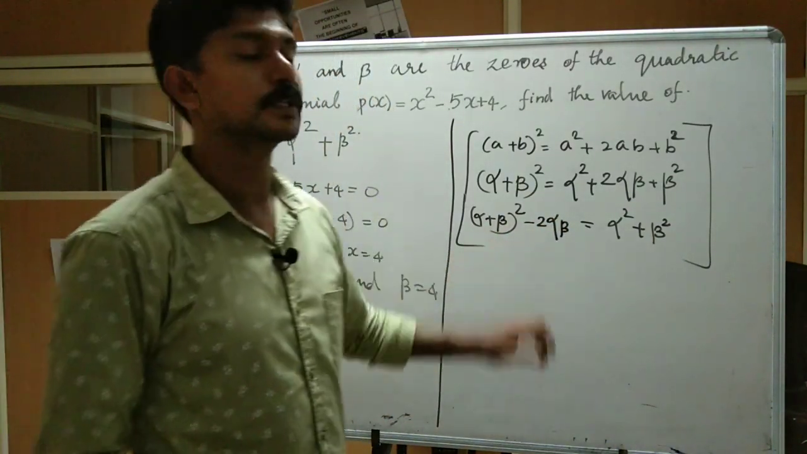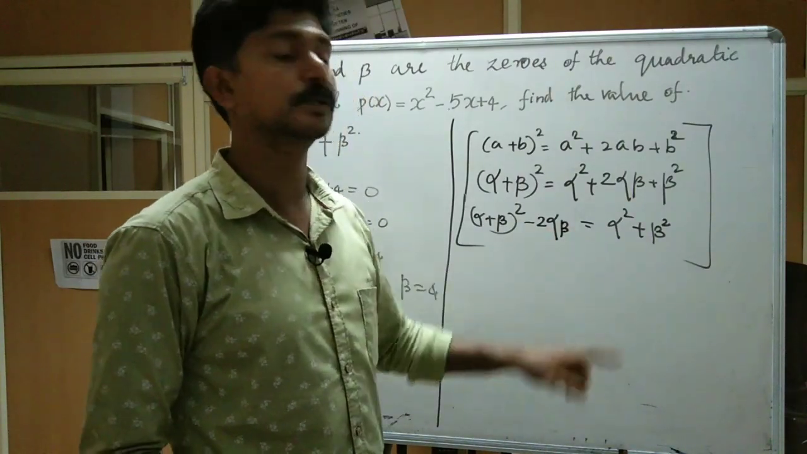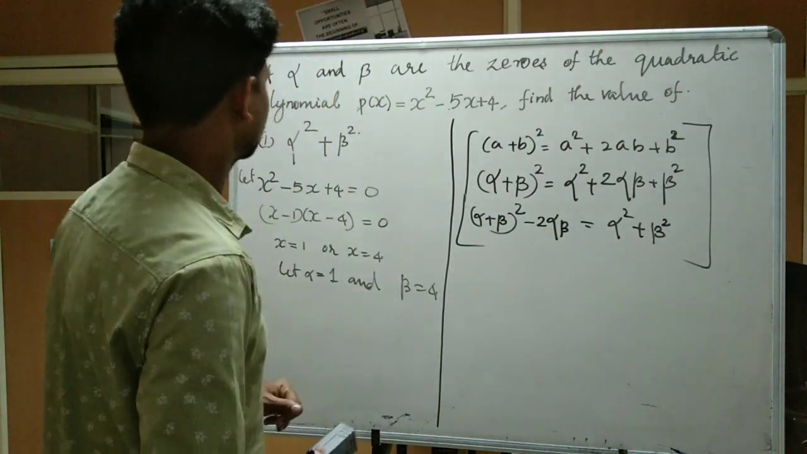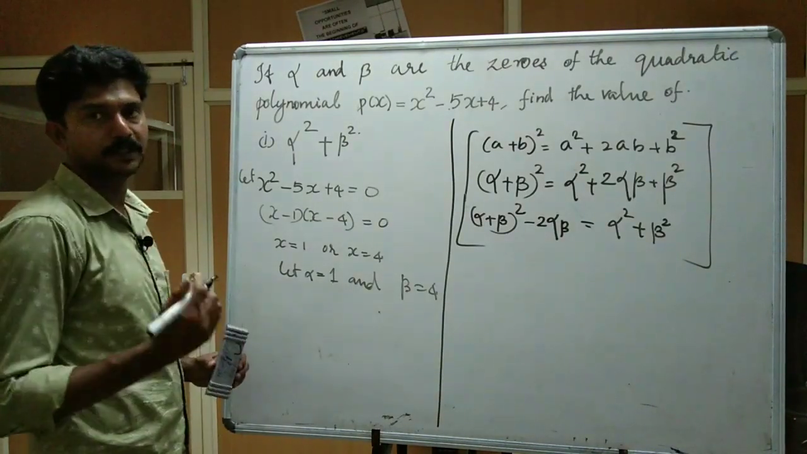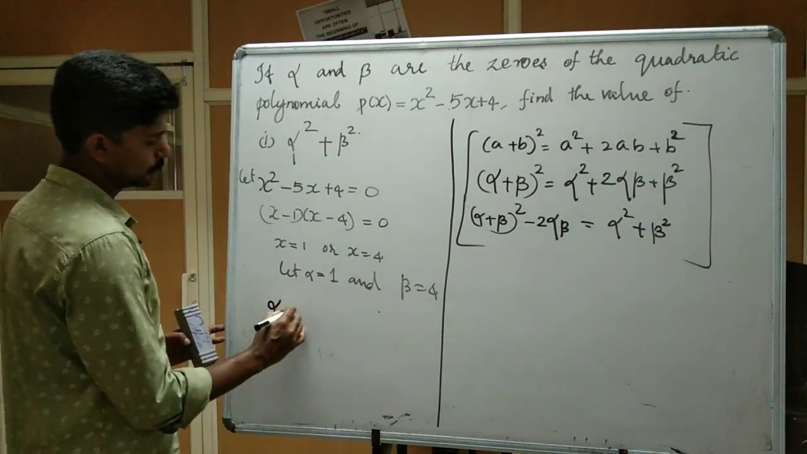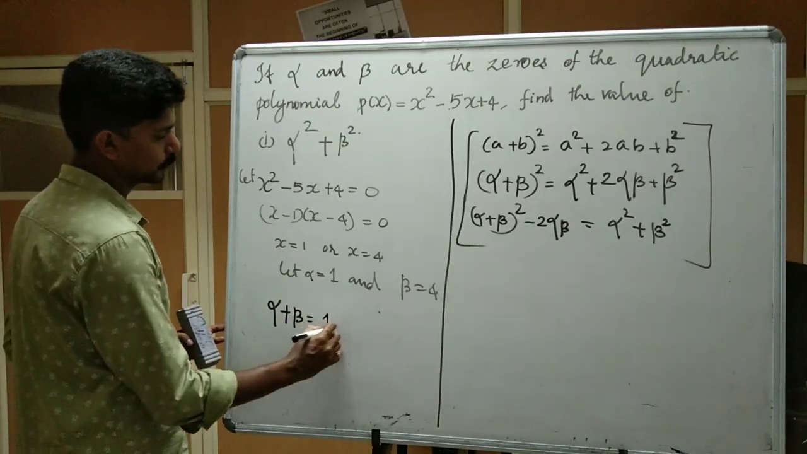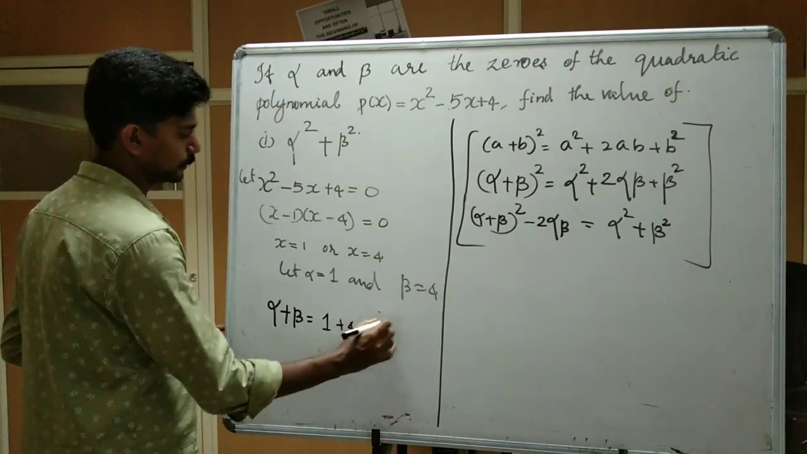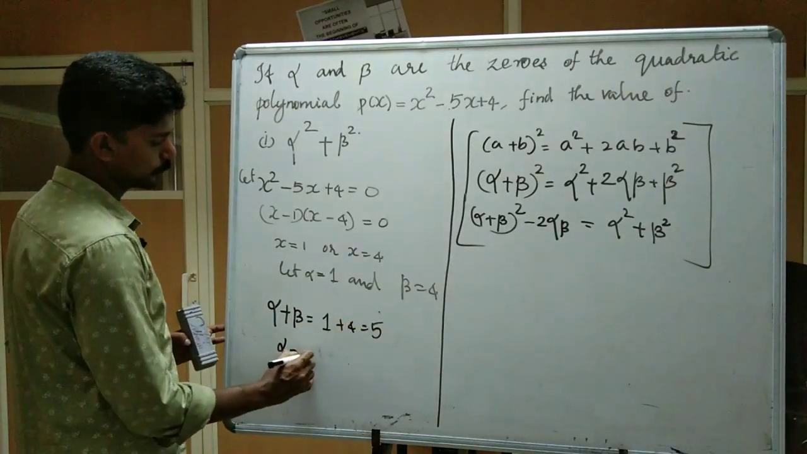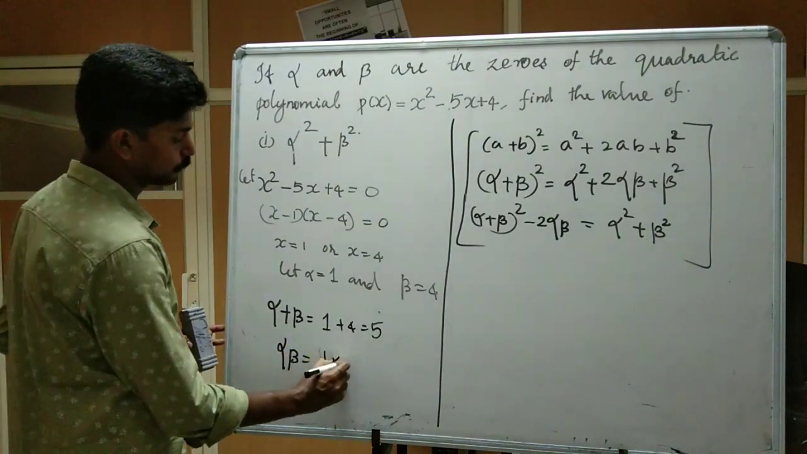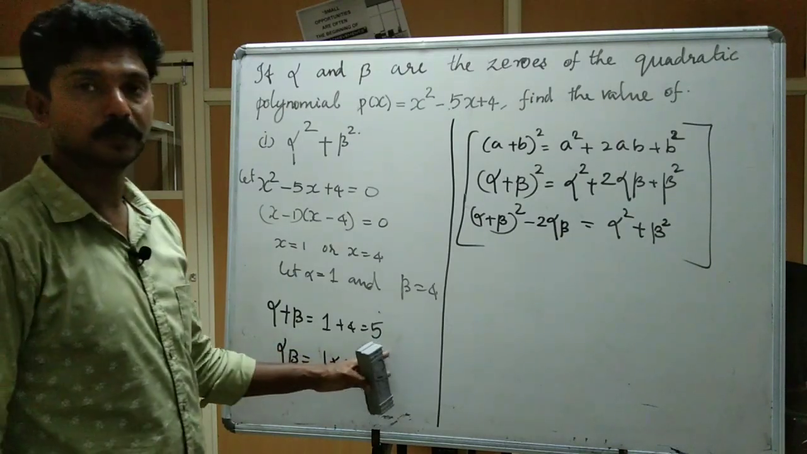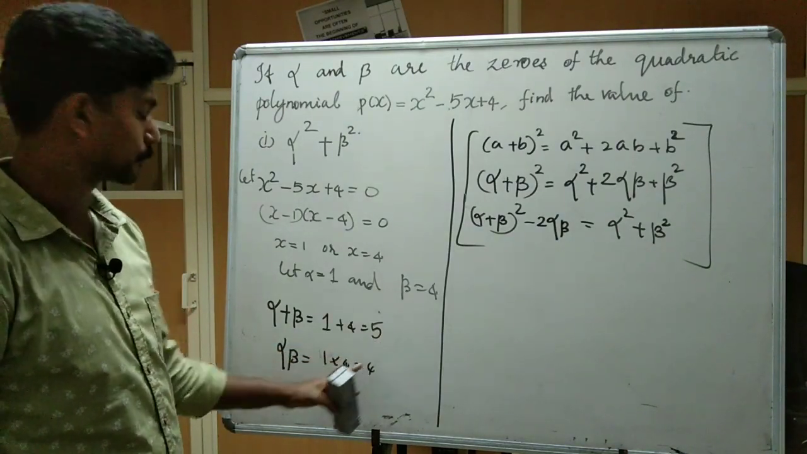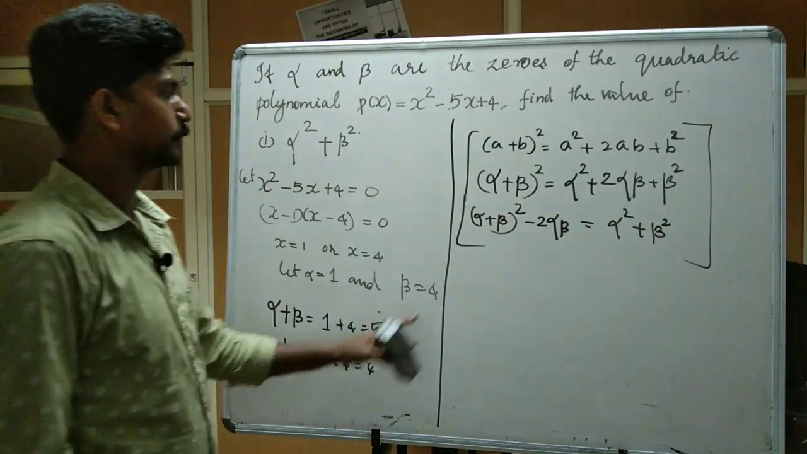So what is alpha plus beta? That is the sum of zeros. Alpha into beta is the product of zeros. So we need the sum of zeros and the product of zeros. Alpha plus beta, the sum of zeros, is equal to 1 plus 4, which is 5. Next, the product of zeros is 1 into 4, which is 4. So the sum of zeros is 5 and the product of zeros is 4. That we can apply here.